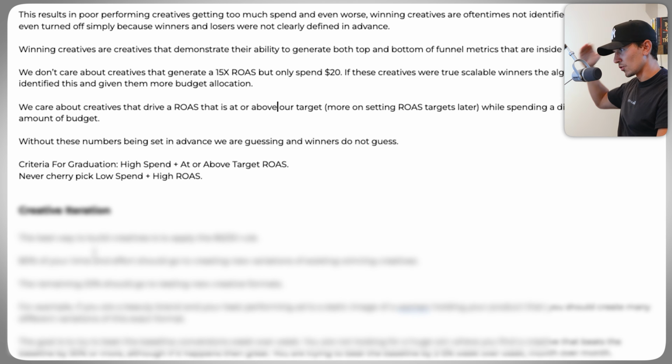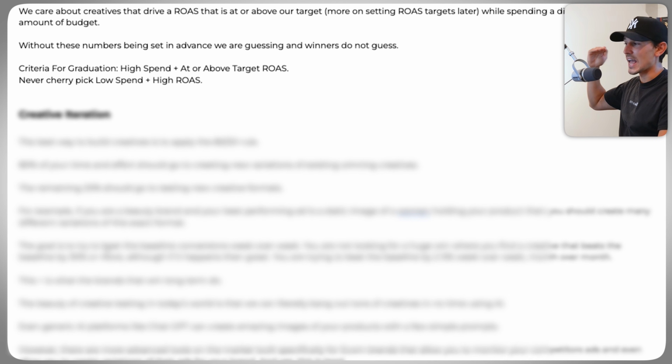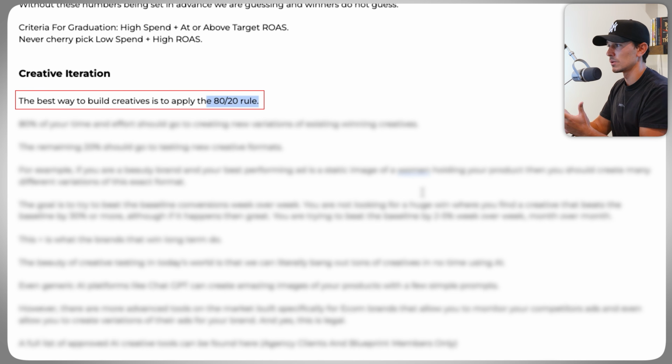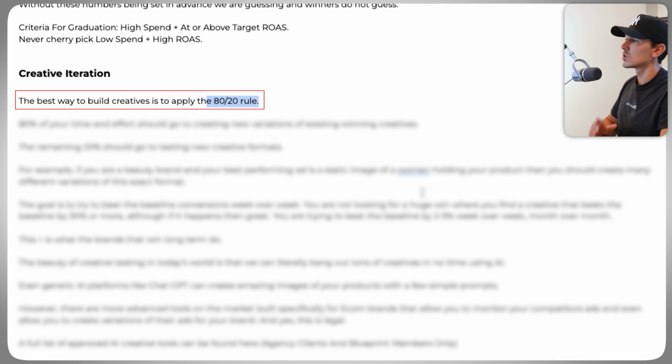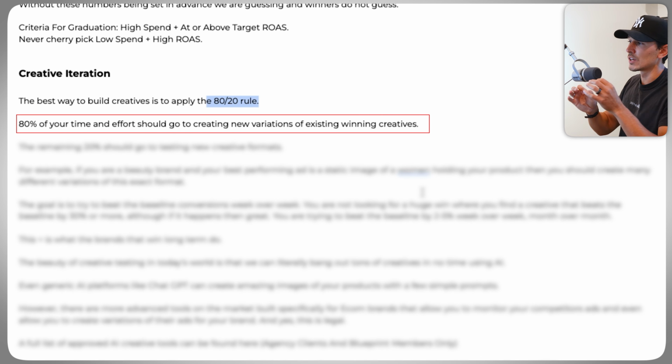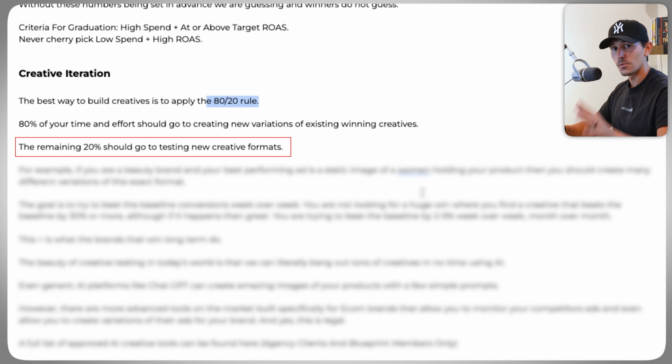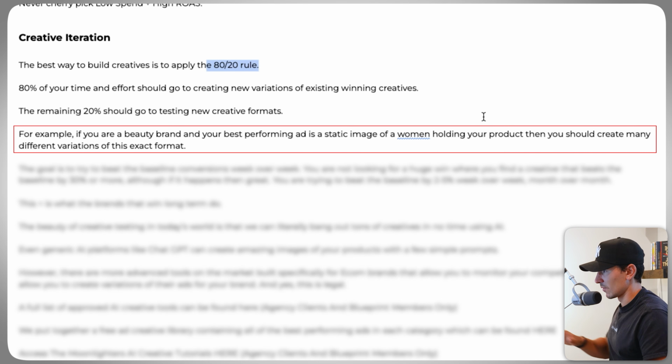Now, the next part of this creative bucket, all stuck into M1 here, is creative iteration. The best way to build creatives is to apply the 80-20 rule, also known as the Pareto principle. The Pareto rule is very simple. It states that 80% of your outcomes come from 20% of your inputs. So 80% of your time and effort should go to creating new variations of existing winning creatives. You have proven that they worked. The remaining 20% should go to testing new creative formats. Think about this from a time perspective. 80% of the time goes to building more of what's already working. 20% of the time goes to trying new things. So just to give everyone an example, I have one written out here already.